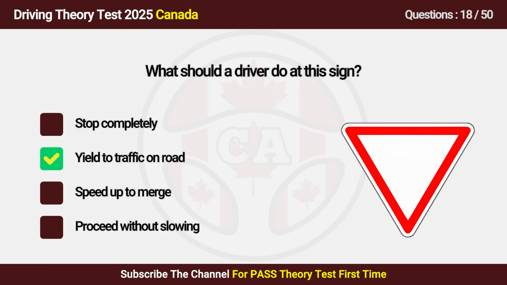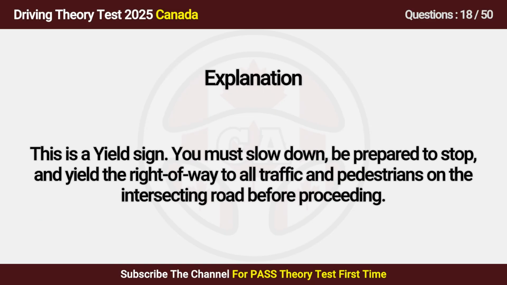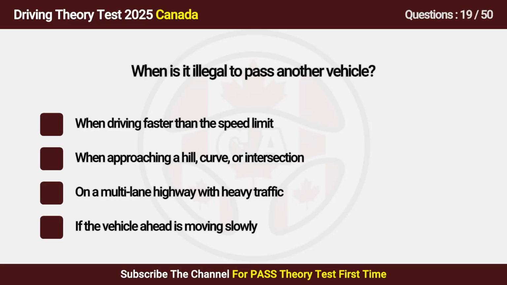Answer is B. Yield to traffic on road. This is a yield sign. You must slow down, be prepared to stop, and yield to all traffic and pedestrians on the intersecting road before proceeding. Question 19. When is it illegal to pass another vehicle?